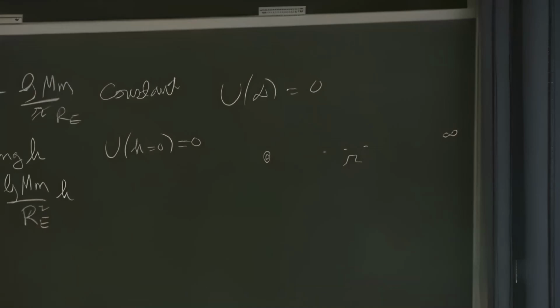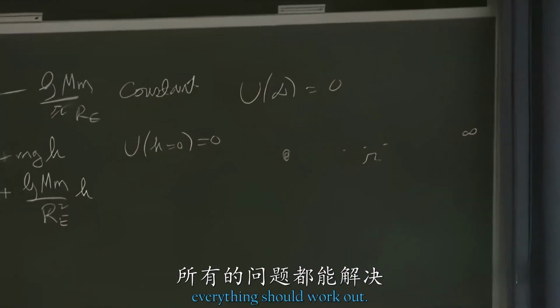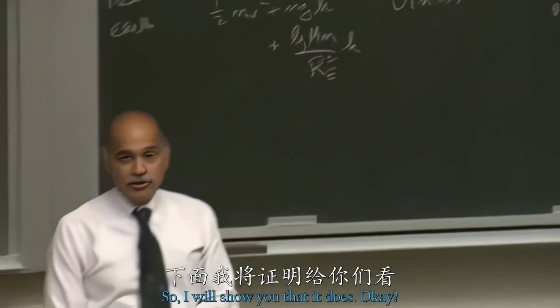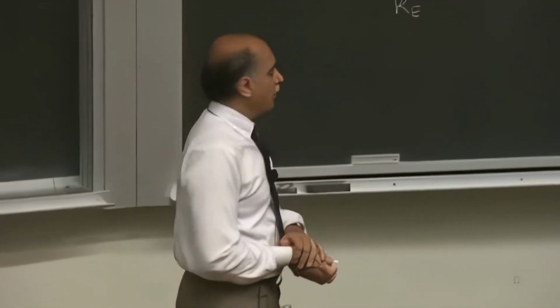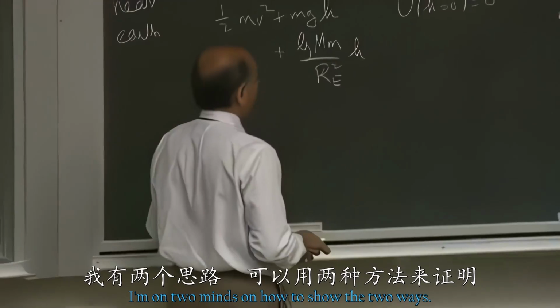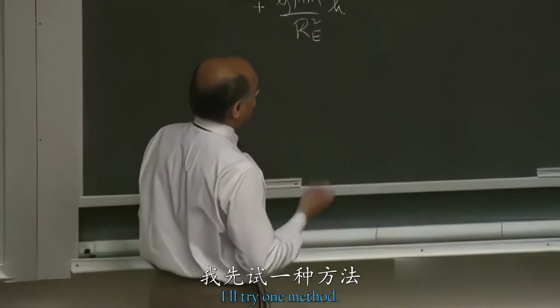So except for that constant, once I add a certain constant, everything should work out. So I will show you that it does. Okay? Then everything will be fine. Maybe there are two ways to do it. I'm in two minds on how to show the two ways. I'll try one method.